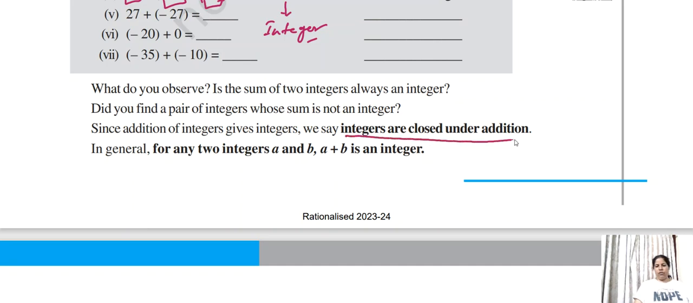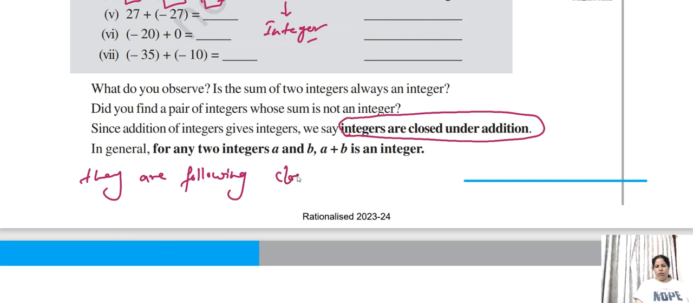Okay, so integers are closed under addition. This statement we can say about integers. So they are following closure property. Okay. So for the same, it has been written in your book: for any two integers a and b, a plus b is also an integer. Okay.